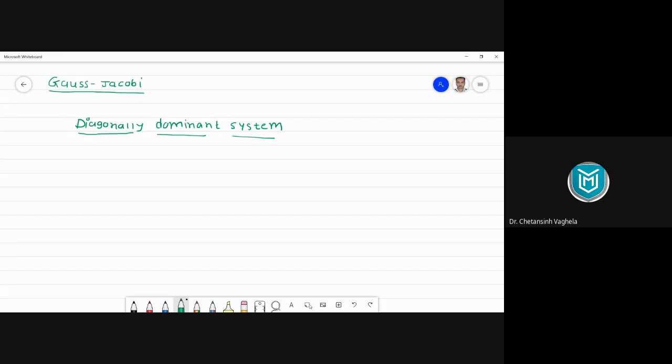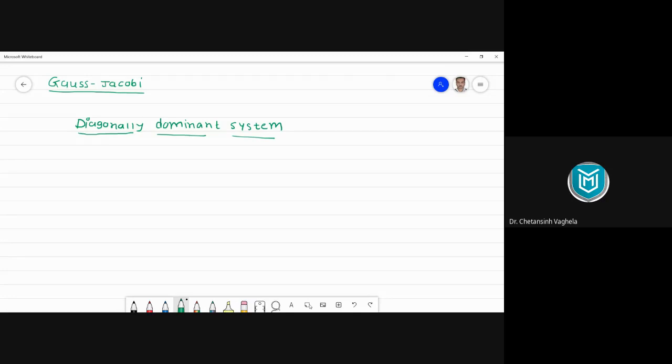Now, I think this condition or this definition we have already seen in our first or second session. So can anyone tell me what was this condition or what was this definition? Diagonal dominant system. Can anyone tell me? Anyone? Sir, the diagonal element in a row, its absolute value is greater than the sum of all other elements in that row.